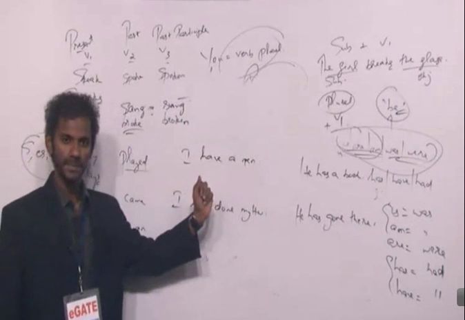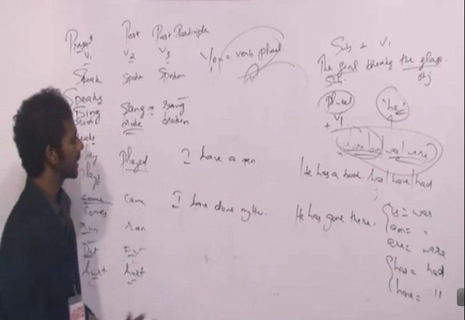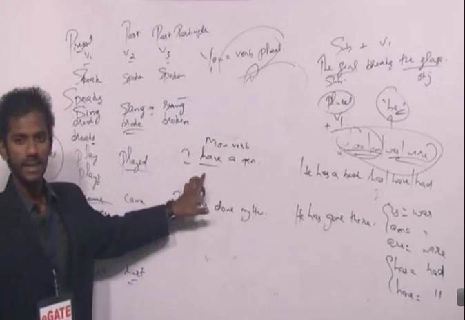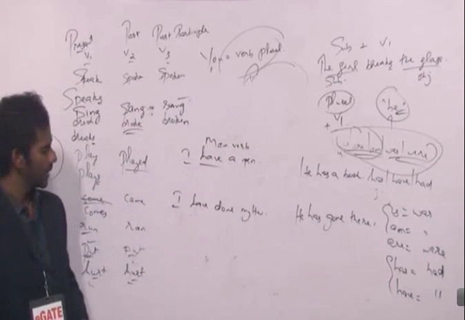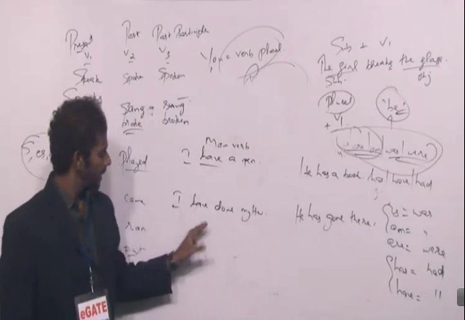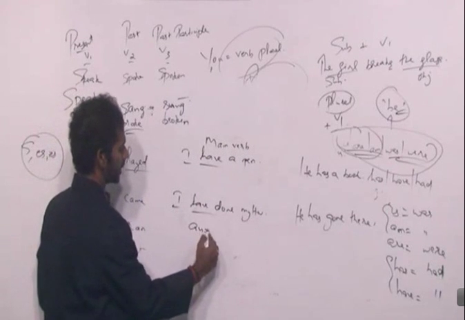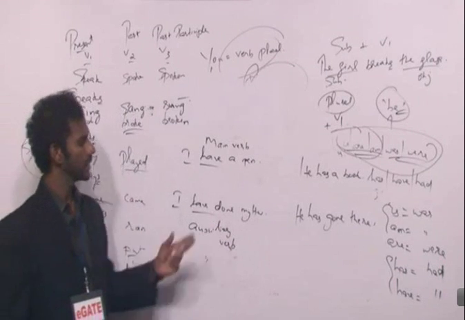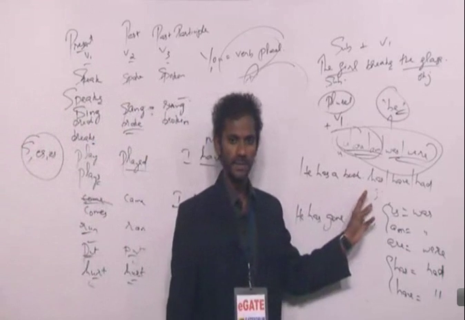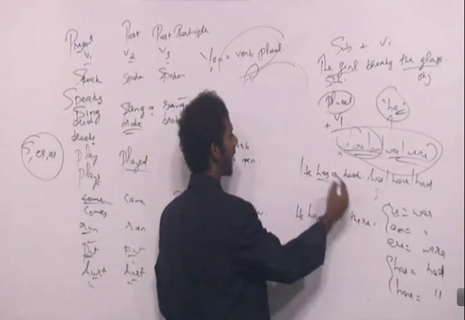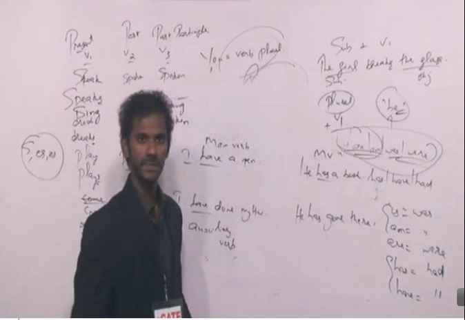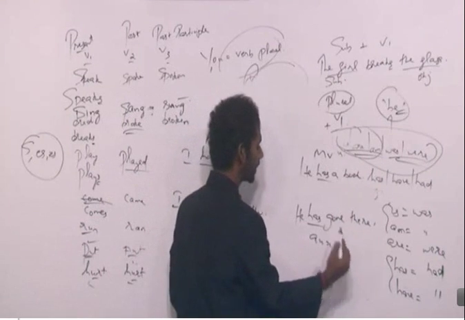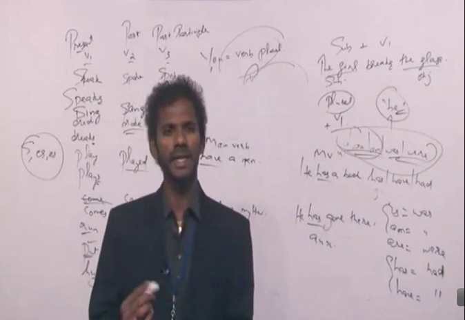Come to the first sentence. I have a pen. In this sentence, have is a main verb. Come to the second one. I have done my homework. In this sentence, have is an auxiliary verb. I'll tell you the difference. Come to this sentence now. He has a book. In this sentence, has is a main verb. Whereas in the second sentence, he has gone there, has is an auxiliary verb, right? I'll tell you the difference. Before that, we'll take a short break, right?